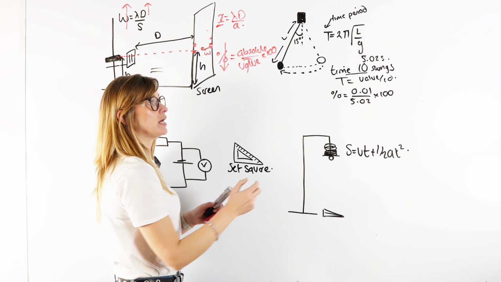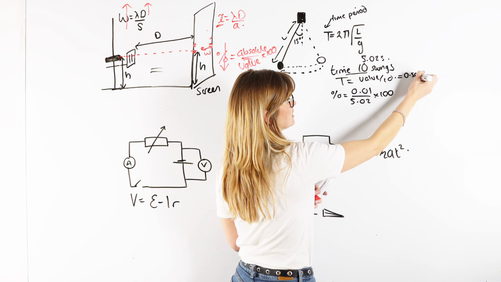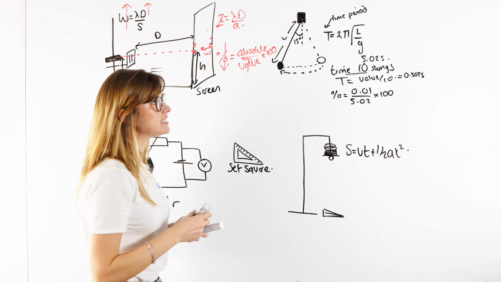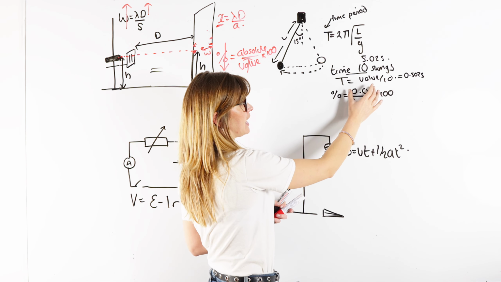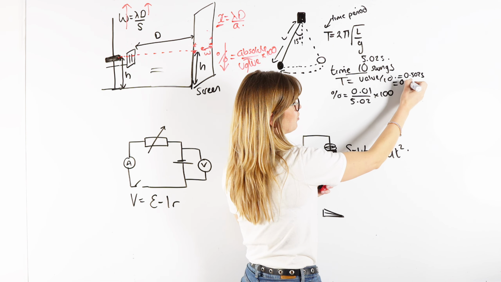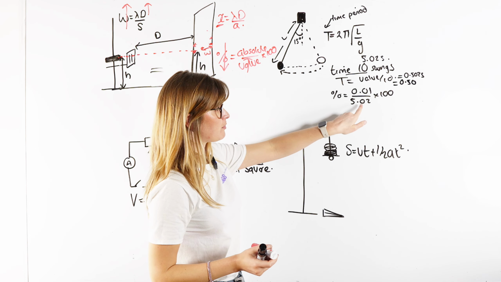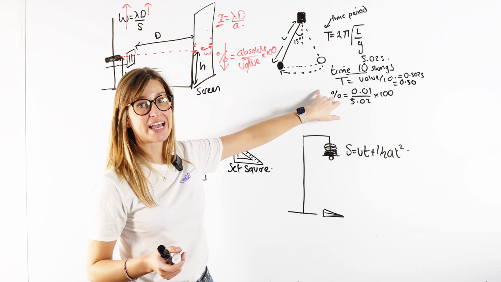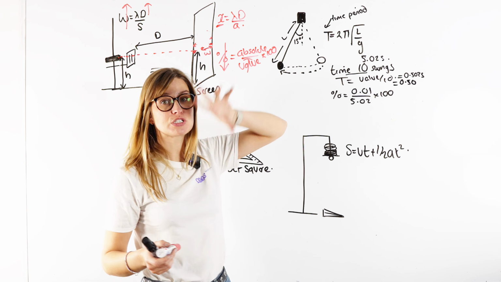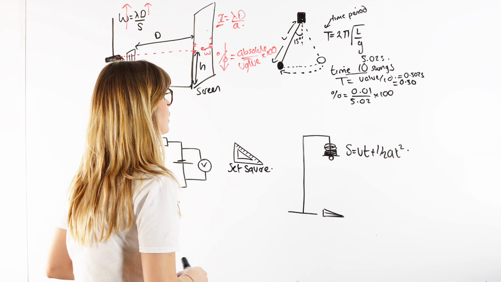But that's the time for 10 swings. The time for one swing is that value divided by 10, so that's going to be 0.502 seconds. But that can't really be the reading because of the uncertainty in the equipment, so 0.50. But you can see, if I put 0.01 divided by 0.50, that percentage is much higher. So again, that's why we take multiple swings, to make that percentage uncertainty as low as possible.